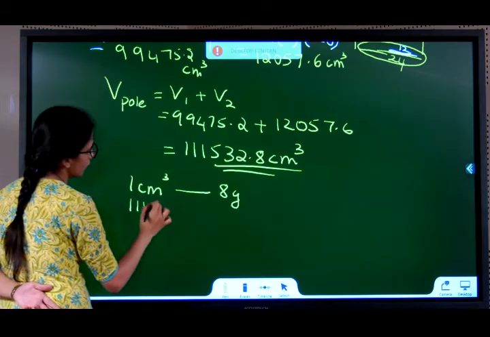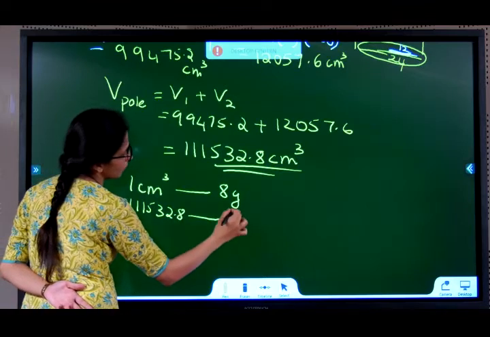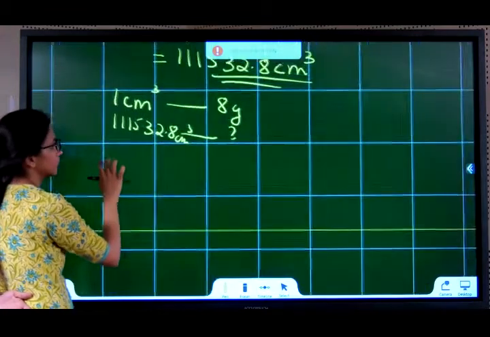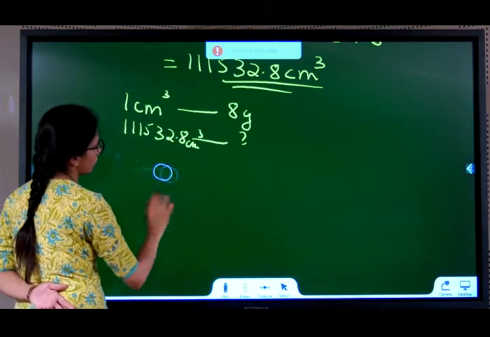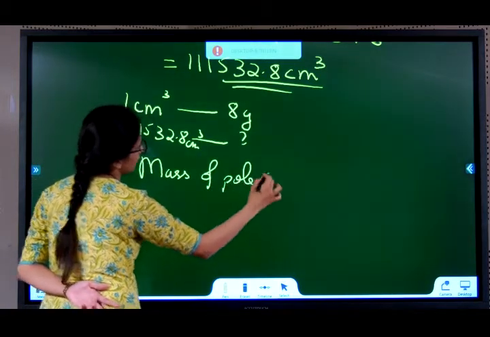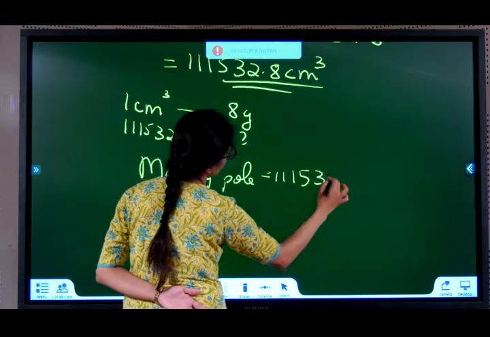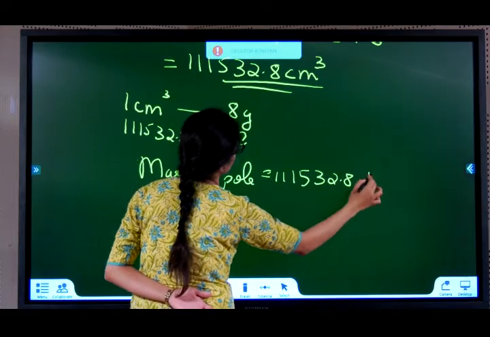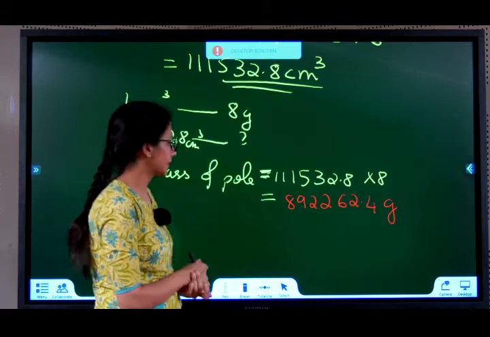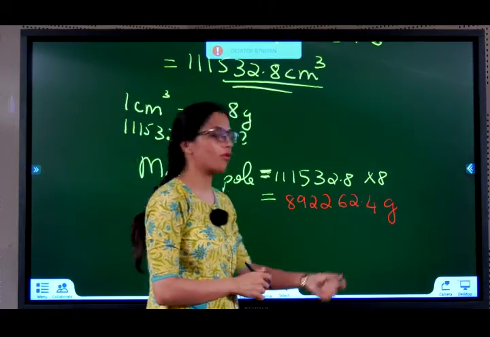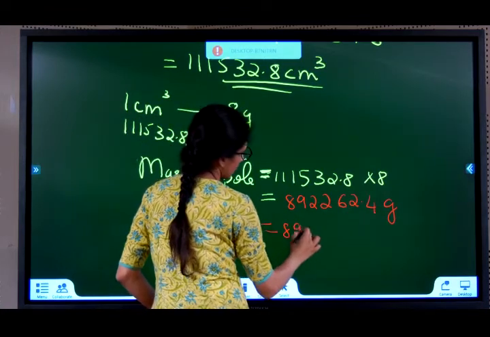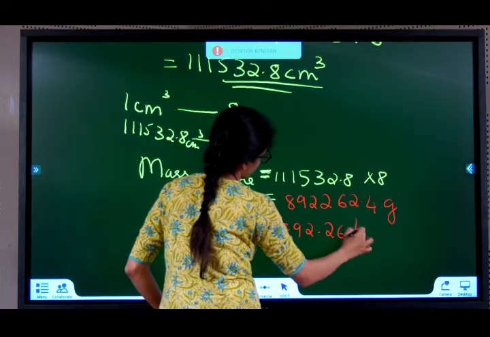It is given that 1 centimeter cube weighs 8 grams. So 111,532.8 will weigh how many grams? You can therefore say mass of the pole is equal to 111,532.8 into 8. How much do we get? We get 892262.4 grams, or if you want to convert it to kg, 3 decimals, 892.262 kg.